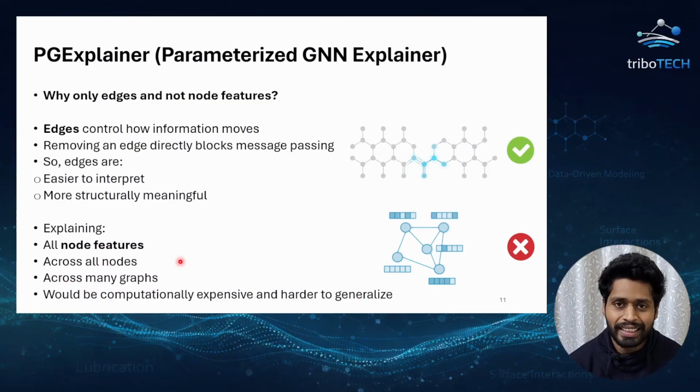You can understand this by, let's say, you learn the mask values of node features in one particular graph using PGExplainer. These learnings you cannot easily apply in another graph using PGExplainer. So it's hard to learn, but edges are comparatively easier to learn using neural networks. So this is the idea.